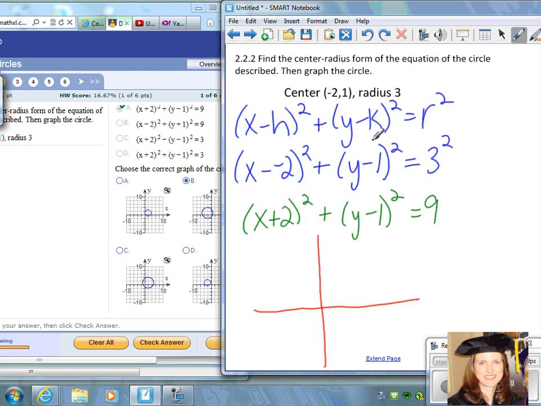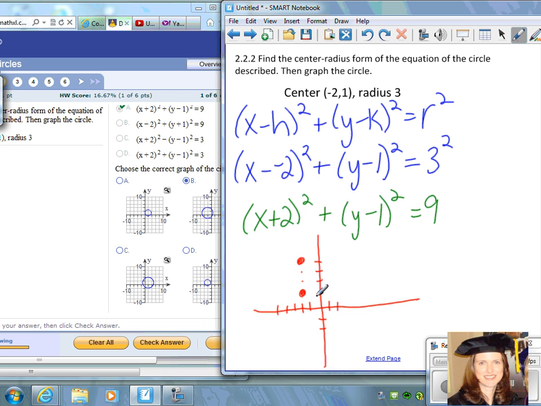You would locate -2, +1 as the center of the circle. And then what I do is I go 3 units in all directions, up, down, right, and left from that center. So for example, I go up 3 units, 1, 2, 3 units, and I put a dot there.